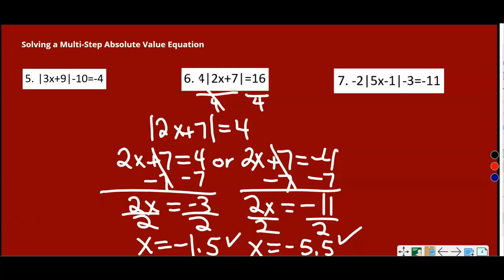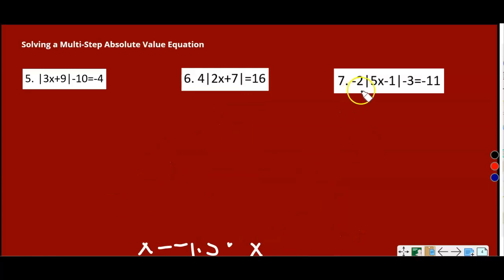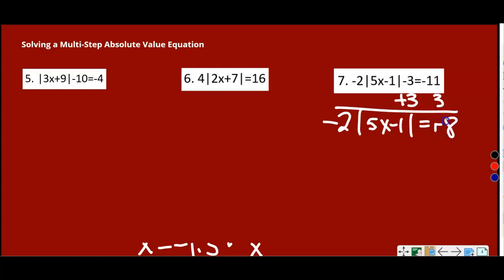All right, I'm going to erase this so that we can look at the next example. The last example on here is number 7: negative 2 times the absolute value of 5x minus 1, minus 3 equals negative 11. The first thing we want to do is add 3 to both sides, because again, we have to isolate the absolute value to see if it's going to work. Right now it's negative, but it may not be once we isolate the absolute value. So negative 11 plus 3 is negative 8.